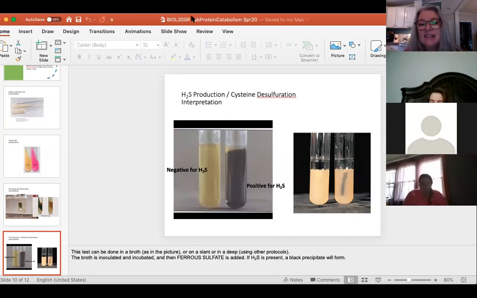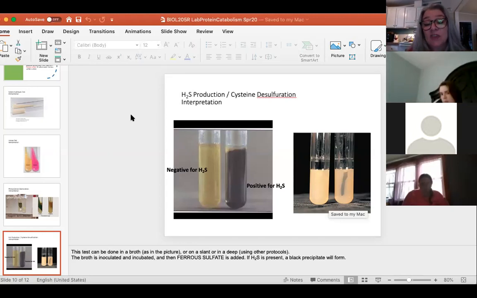And the last test on our list is for hydrogen sulfide production. Remember, we grow the bacterium on agar, and then we add in another iron-containing reagent, and we look for black. We look for a black material.